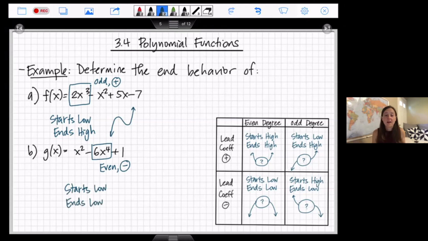And off the top of my head, I have no idea what this thing looks like. Okay, so it might kind of come up and wiggle around like that, maybe. All right, but I know for certain it's going to start low and end low. All right, so that's all we need to get out of the videos. We're going to talk about the intercepts of a polynomial when we meet together in class.